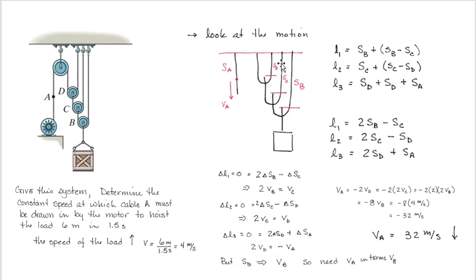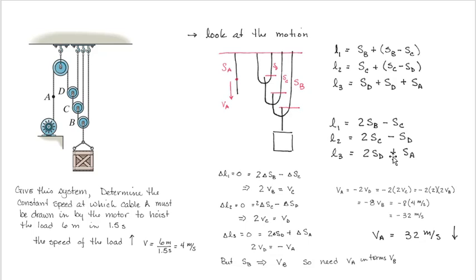Now let's look at the length of rope 2. So this time I've got my SC, and now I have to take into account SD. So I've got my SC plus SC minus SD. And then finally, when I'm looking at the length of the rope around this pulley, I end up with 2 SDs plus the length SA. So we're going to clean this up a little bit. So I get 2 SB minus SC, I get 2 SC minus SD, and I get 2 SD plus SA.